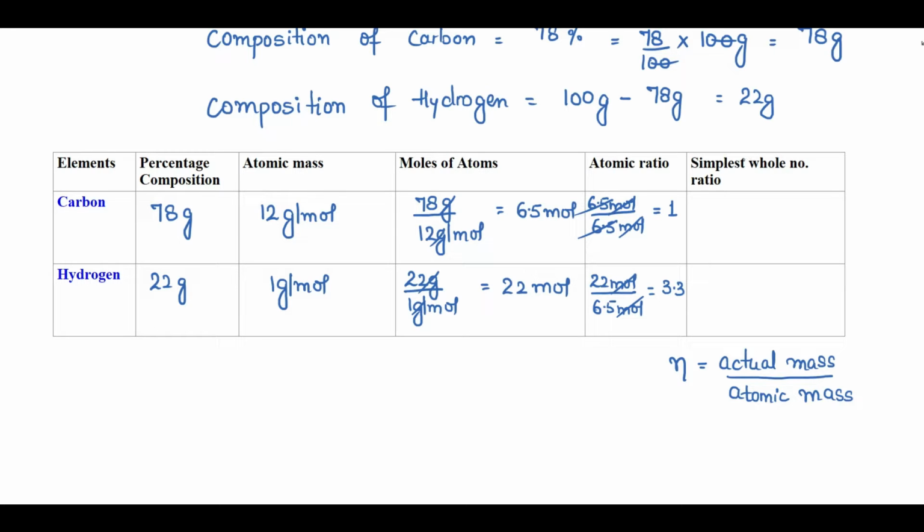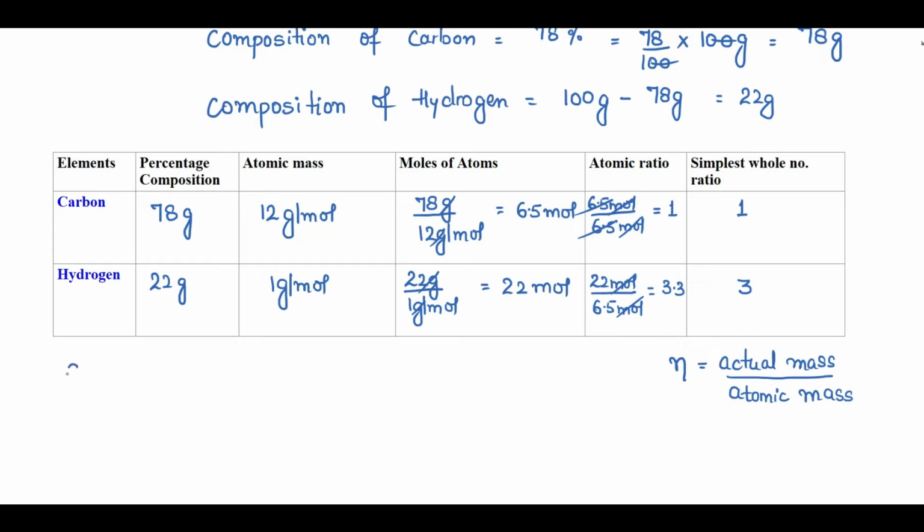Now we have to take the simplest whole number ratio. This one is already the simplest whole number, so I'll mention it as it is. Now 3.3 can be written as 3 because this 3 is less than 5. So I can round it down to 3 only. That means carbon is present in a simple whole number ratio of 1 and hydrogen as 3.